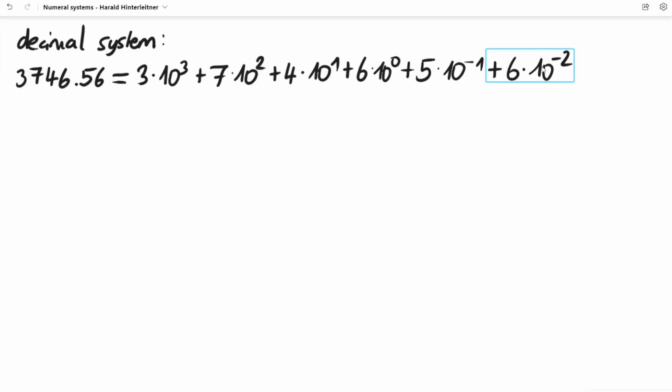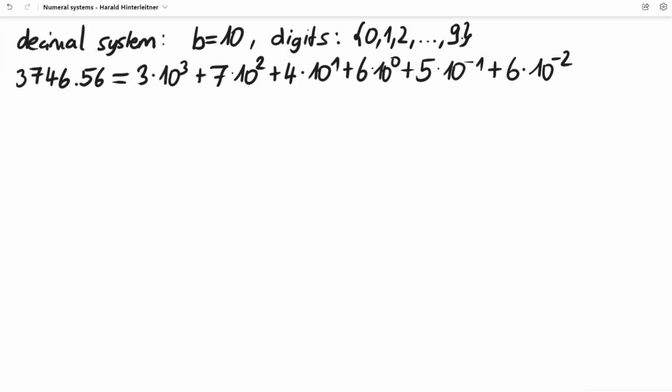So this is a number with base 10. So the base is 10. And the digits which are available are, we can use 0, 1, 2, 3, 4, 5, 6, 7, 8, 9, but not 10, because 10 is not a digit allowed here. This is then represented as 1, 0.